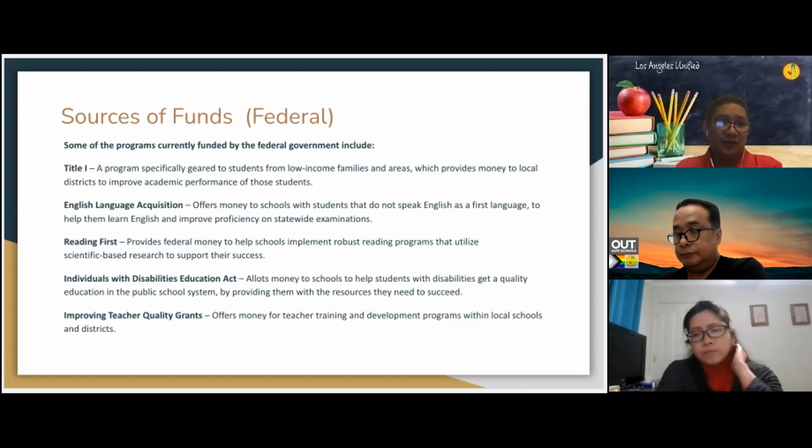And of course, there are a lot of responsibilities once you have the money in the program. They always check, so there's program monitoring. They come to your classroom and visit the program. You have to make several reports at the end of the year.